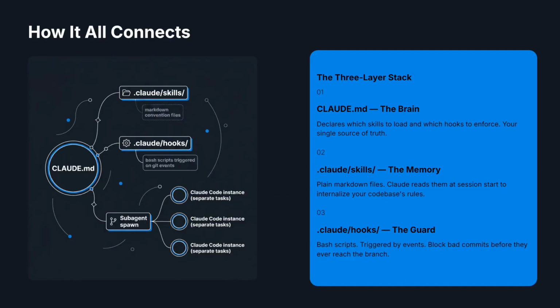Here is how it actually flows. Your CLAUDE.md file is the brain of the whole setup. It tells Claude which skills to load and which hooks to enforce. Skills live in a .claude folder as markdown files, and hooks are just bash scripts triggered by events. Subagents spin up from your main instance and each one gets its own isolated context. That's all you need to know. Let's just build it and you'll see.